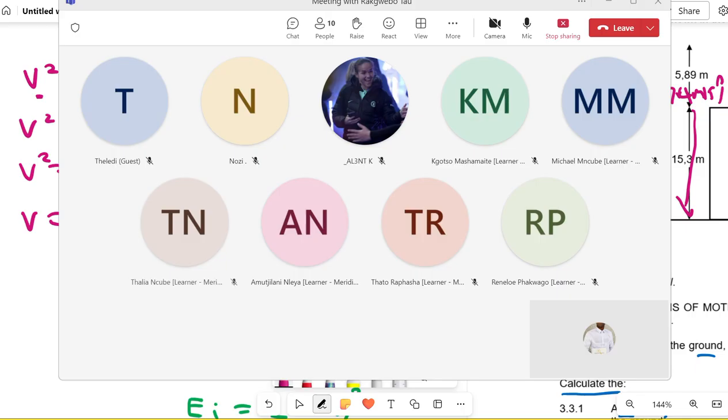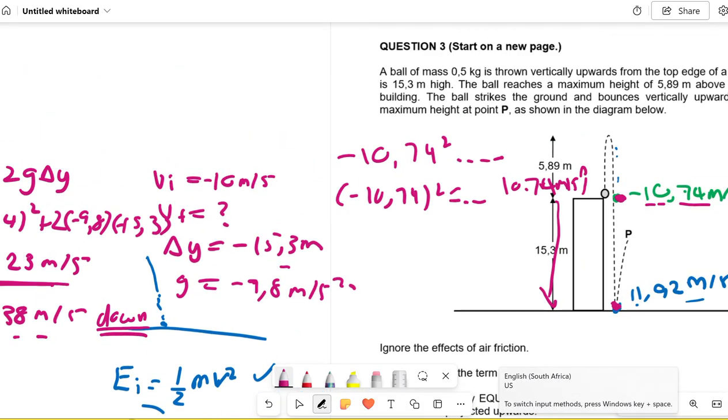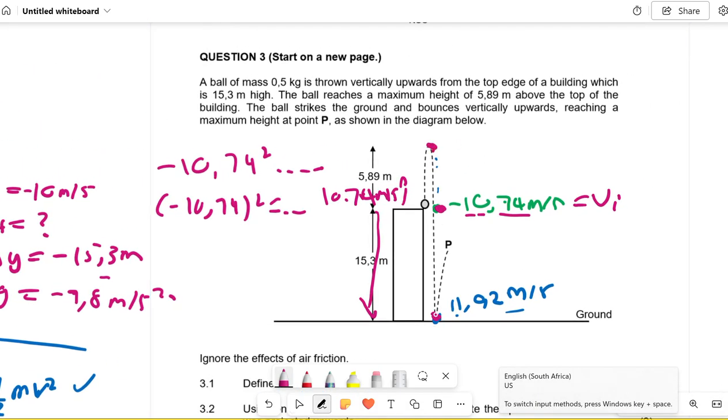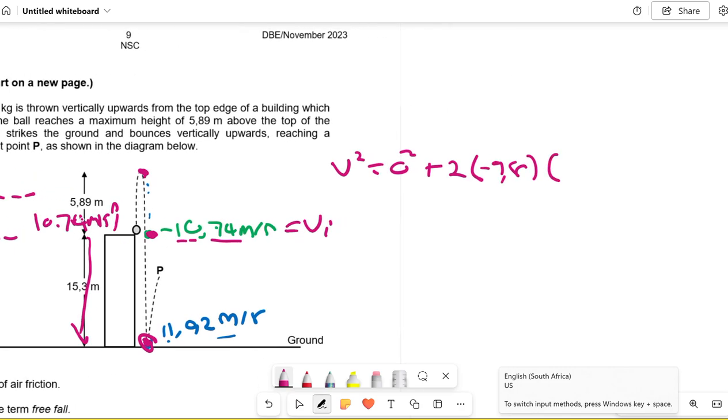Fine. Then we could also use, if you wanted to use this path from the very beginning, from here to there, you could have done this. Your V initial, looking for V final. V initial will be 0, so 0 squared plus 2, your gravity is minus 9.8, then your displacement is minus 21.19. Then you're going to get the same speed, 20.38 meters per second down.